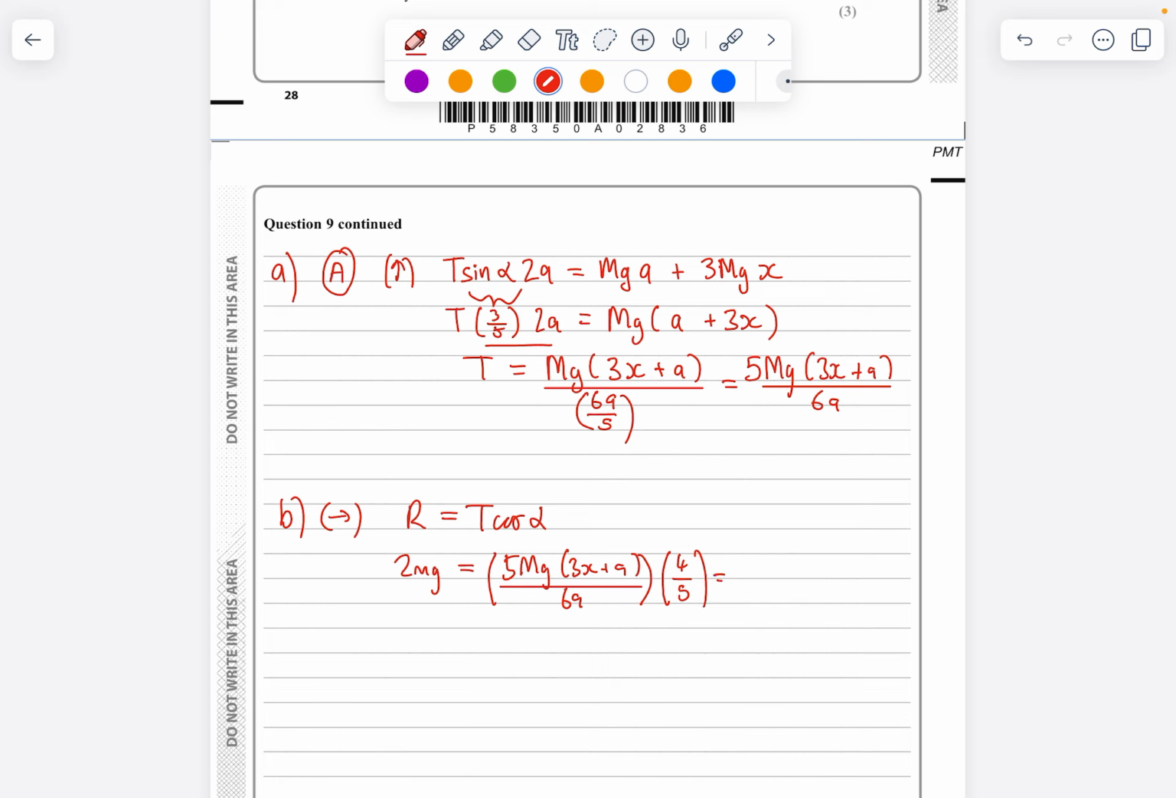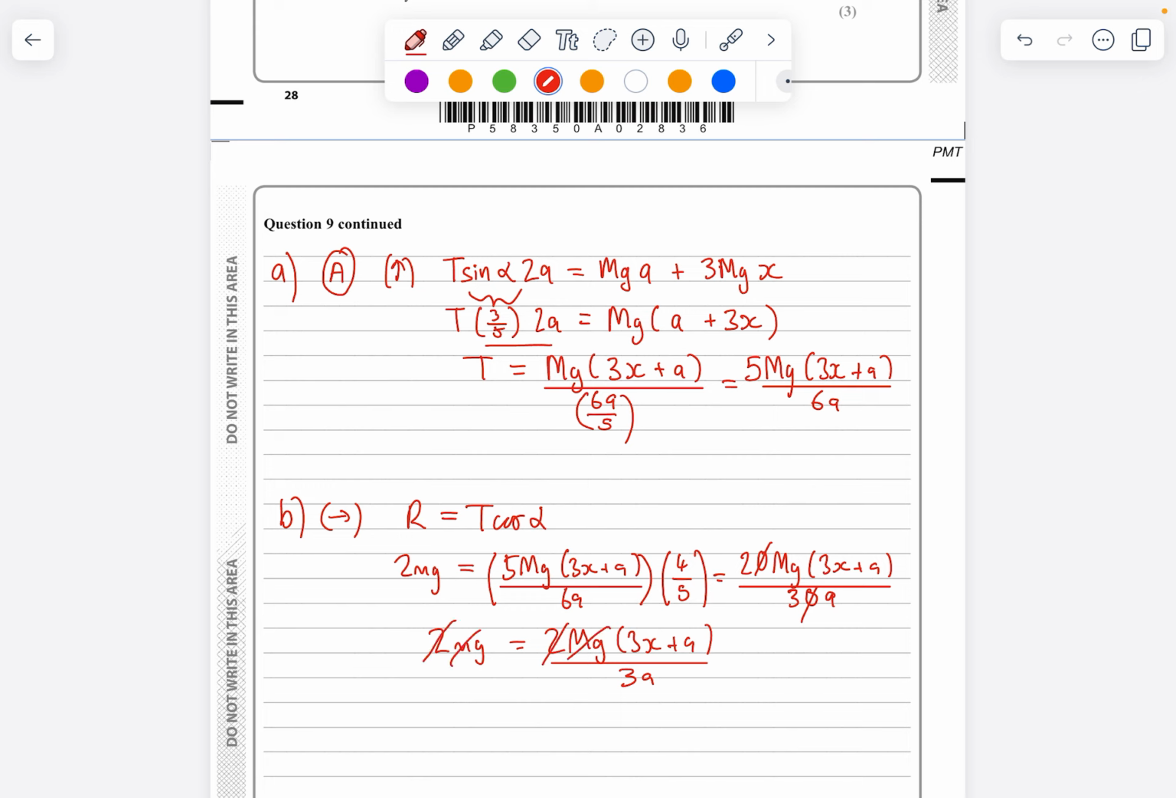And when we multiply all that out, that gives me 20mg, 3x plus a, divided by 30a. And obviously I can divide through by 10 and I've got 2/3. Right, okay. So now I've got 2mg equals 3x plus a, all divided by 3a. And again, I'm going to divide by 2 both sides.